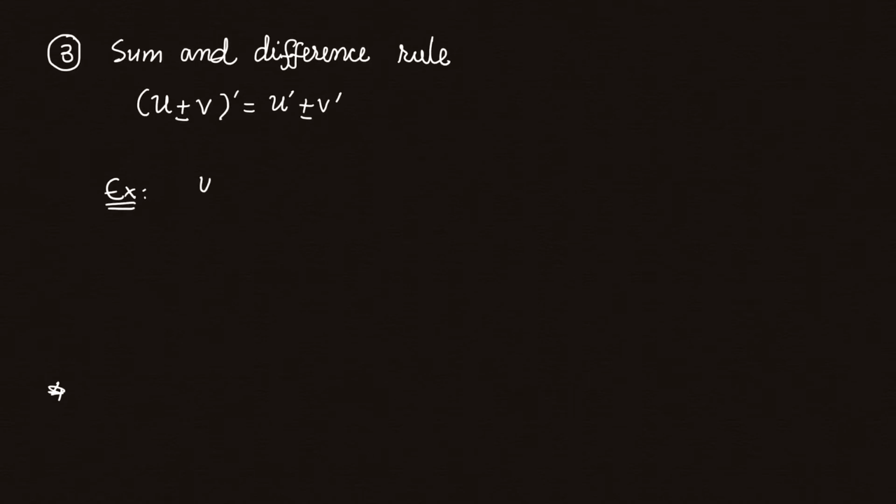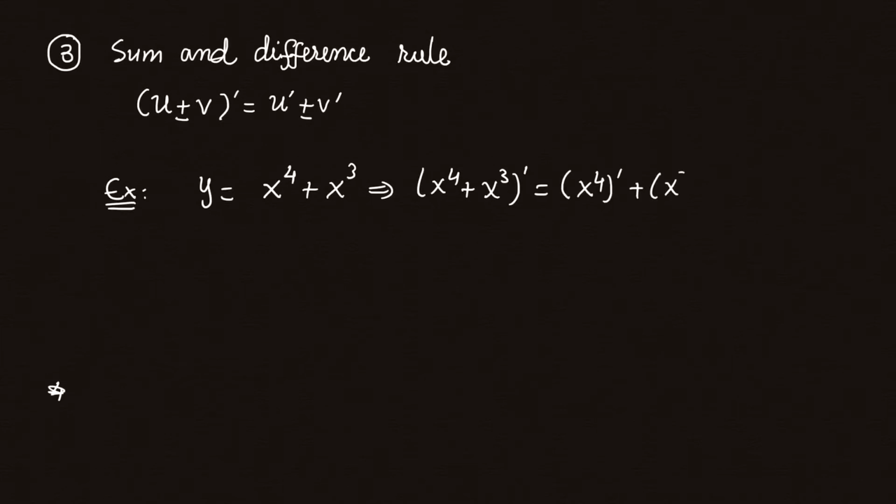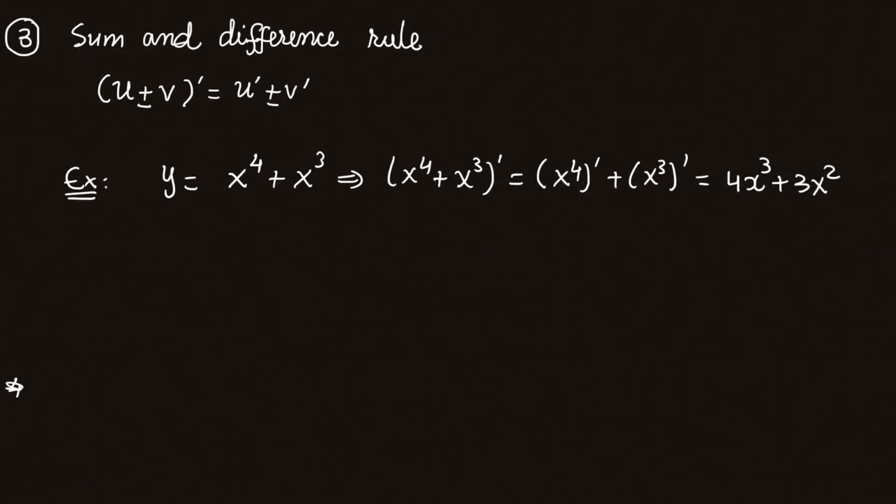Let's see, I have y equal to x to the power 4 plus x cubed. So this is just saying the derivative of x to the power 4 plus x cubed prime. In this case, I can just separate since it is addition. I have x to the power 4 prime plus x cubed prime. Then I can just apply the rule. I have two power rules, right? So I can just apply, I have 4x cubed plus 3x squared, like that. And that's all.